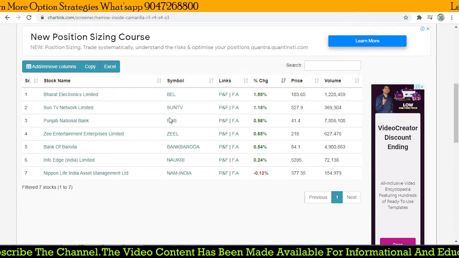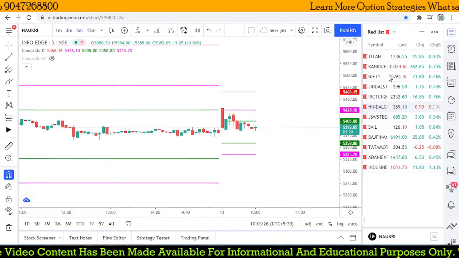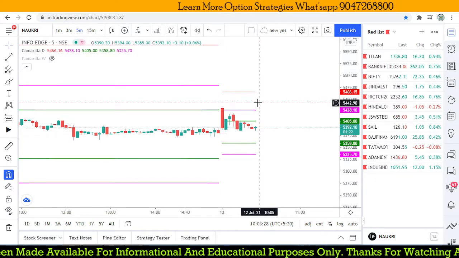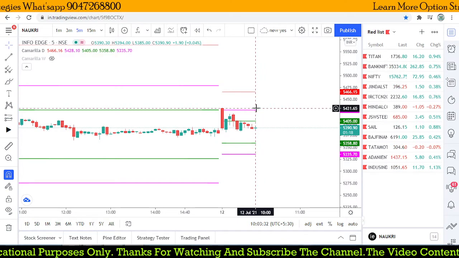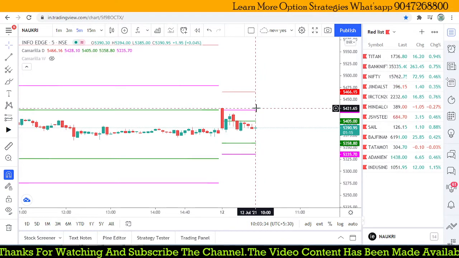Likewise, we can find intraday stocks before market opening, and then we can plan the trade and how we can do intraday. Using Camarilla levels gives a good and better trade opportunity.